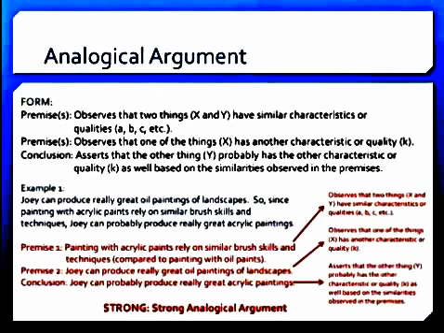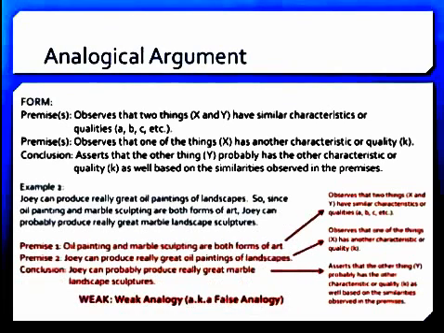Notice that the name of the argument actually includes the quality or strength of the reasoning involved. So in this case, analogical arguments do not actually differ much in name based on the quality or reasoning of this argument. So a strong analogical argument will simply be referred to as a strong analogical argument. Here is an example of a weak analogical argument, which is sometimes referred to as a weak analogy or a false analogy. The argument reads, Joey can produce really great oil paintings of landscapes.